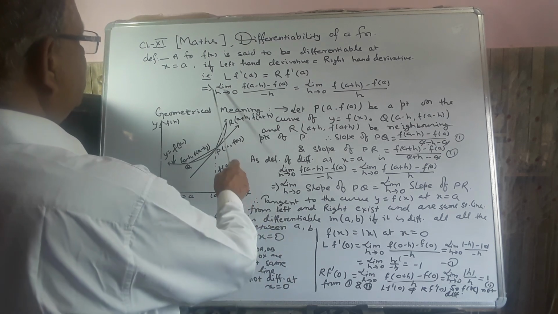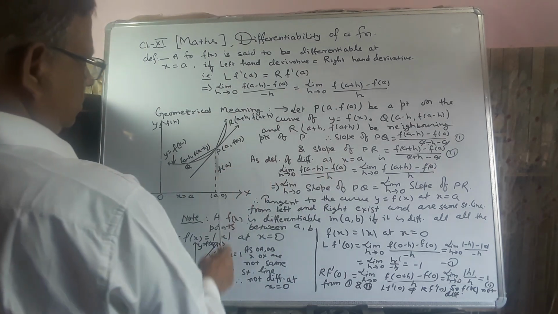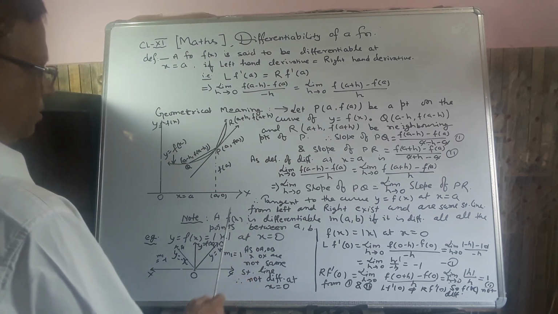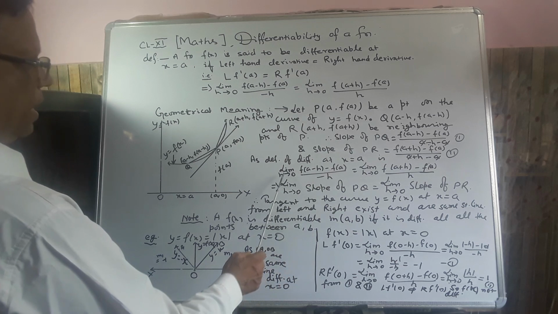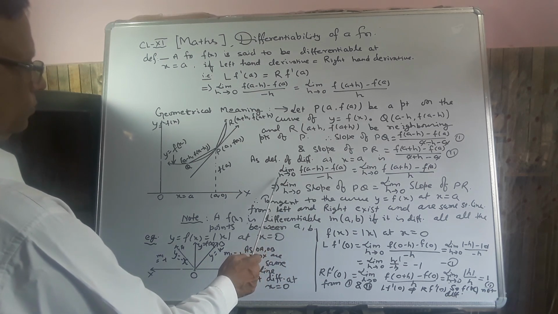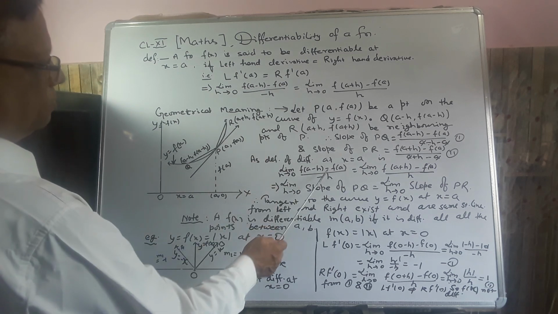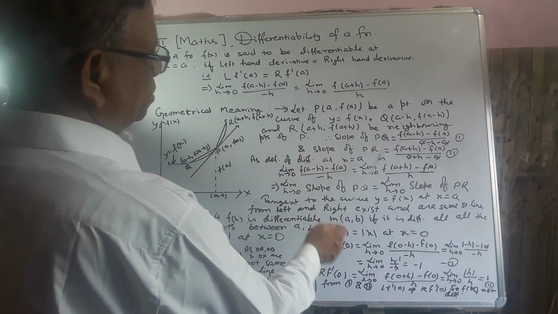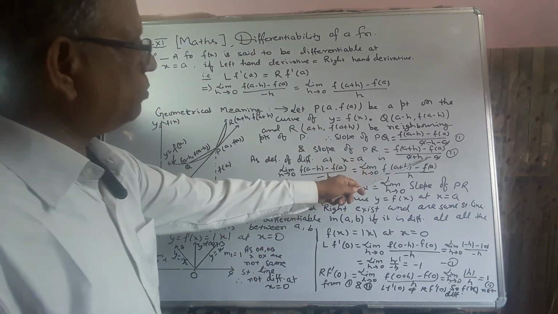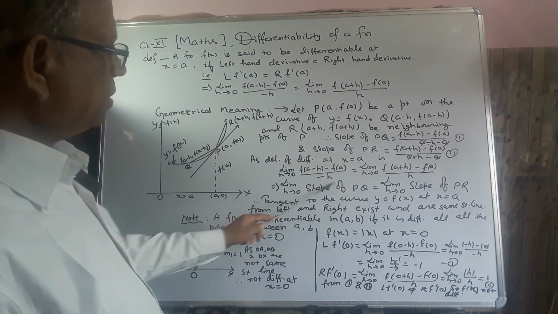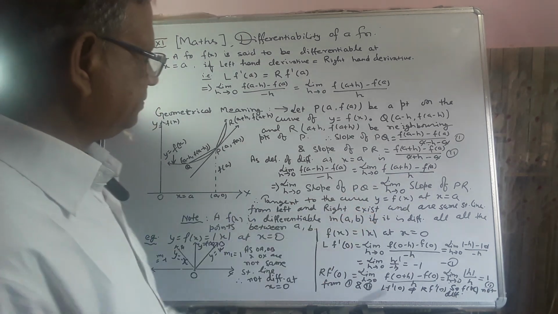Now, by the definition of differentiability, we have to write that a function is said to be differentiable at x equal to a if limit h tends to 0 of function of a minus h minus function of a by minus h is equal to limit h tends to 0 of function of a plus h minus function of a by h. Now put this value from 1 and 2. This one is the value of slope of PQ, this one is the value of slope of PR.